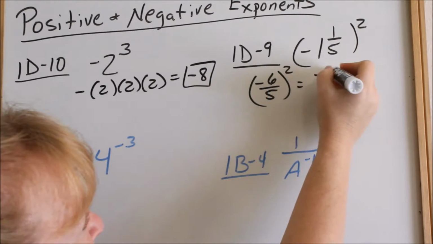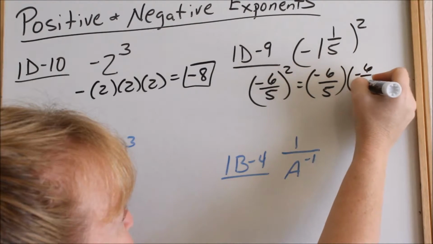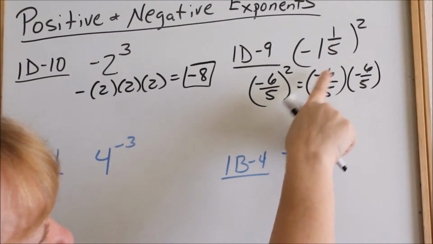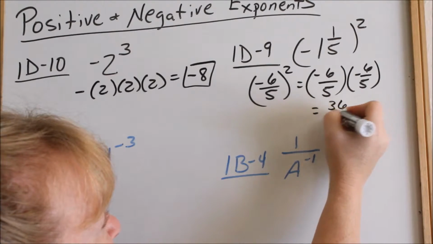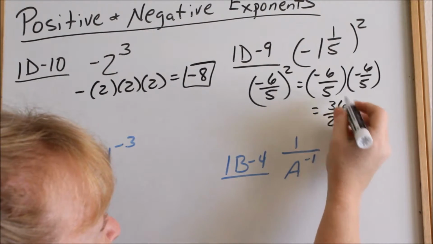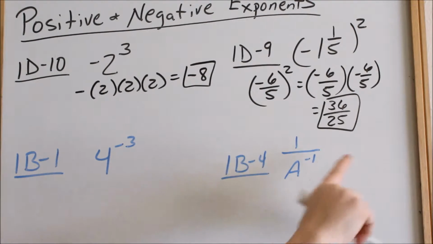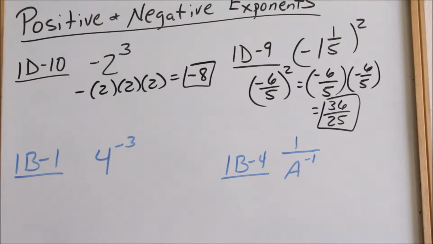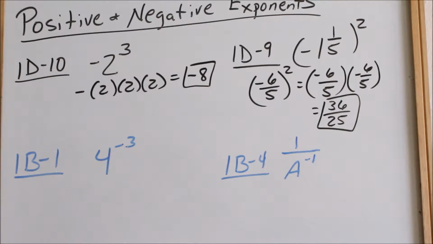So that's the same as negative 6 over 5 times negative 6 over 5. A negative times a negative is a positive. 6 times 6 is 36. 5 times 5 is 25. You can change that back into a mixed number if you want. Always look to see if it will reduce. 36/25 does not reduce, and I'm going to leave it as an improper fraction.